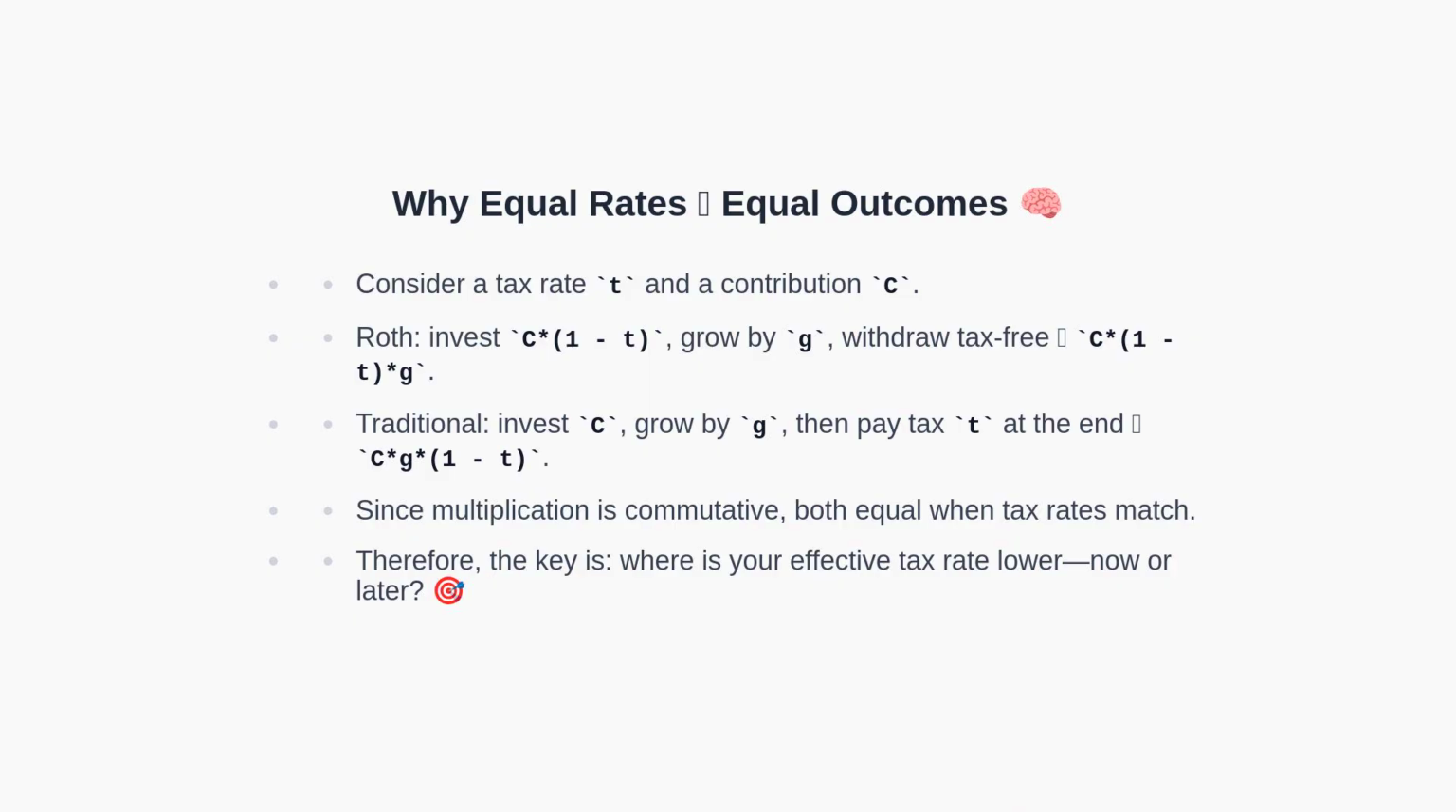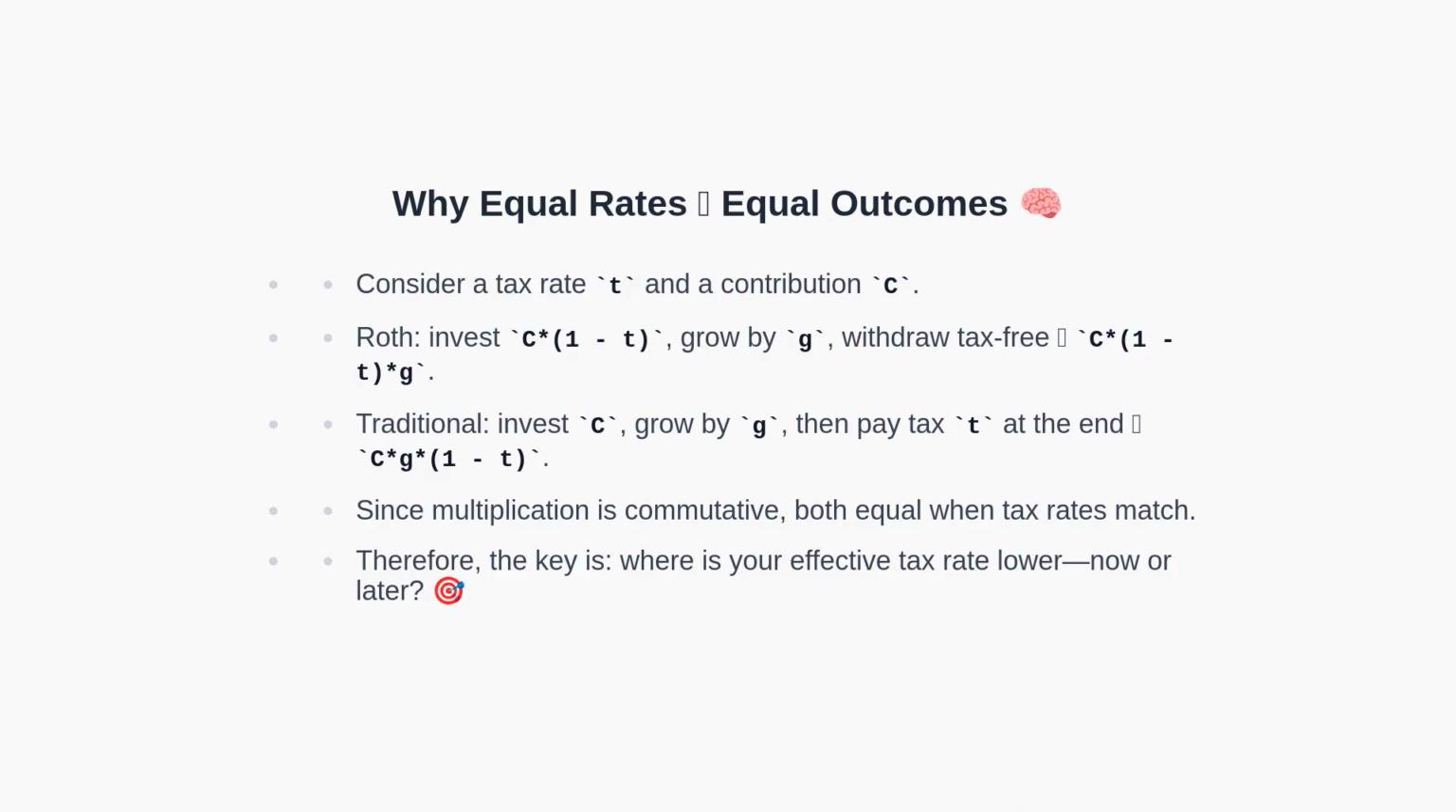Let's formalize it. Suppose your effective tax rate is T and your contribution is C. In a Roth, you pay taxes now, leaving you with C times (1 minus T) to invest. That grows by some factor G. At withdrawal, Roth is tax-free, so your net is C times (1 minus T) times G. In a traditional account, you invest the full C now, which grows by G. At withdrawal, you pay tax at rate T, leaving C times G times (1 minus T).